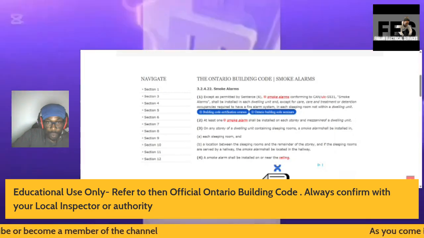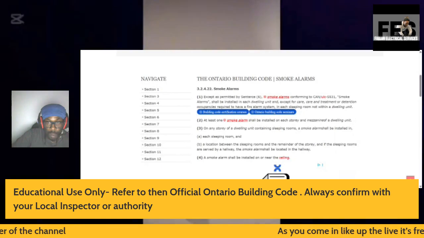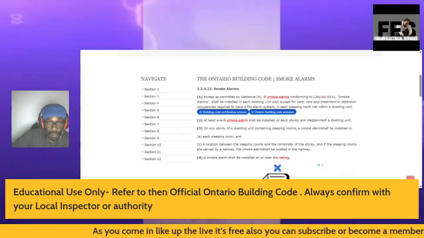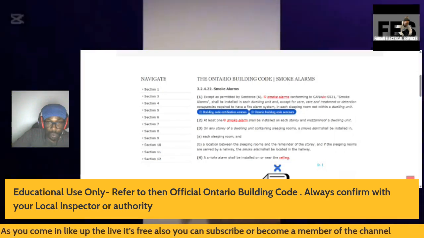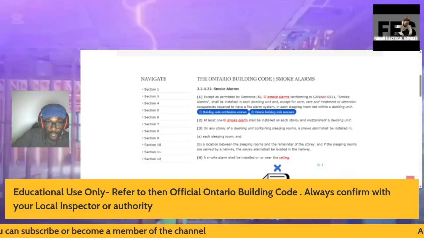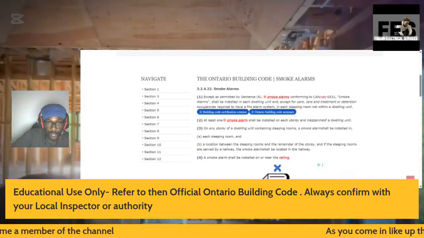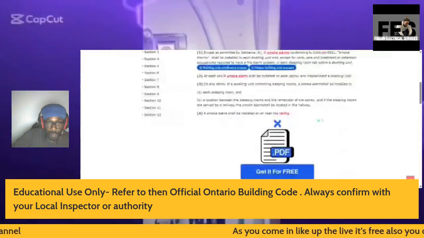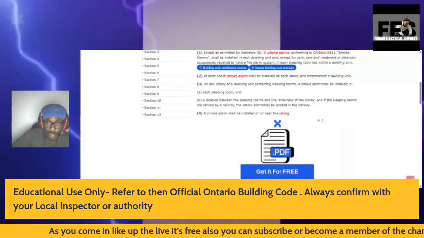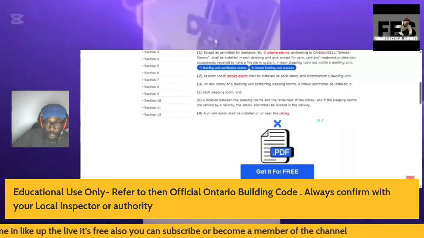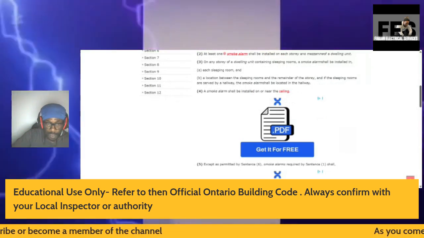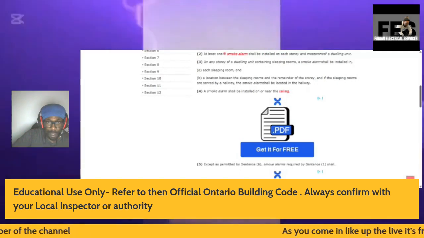In a dwelling unit containing sleeping rooms, a smoke alarm shall be installed in each sleeping room and in a location between the sleeping rooms and the remainder of the story, and if the sleeping rooms are served by a hallway, it shall be located in the hallway. A smoke alarm shall be installed on or near the ceiling. So again, on or near the ceiling, there's a little rule there where you can actually install the smoke alarm a little bit below the ceiling, but it has to be within the distance that's given.